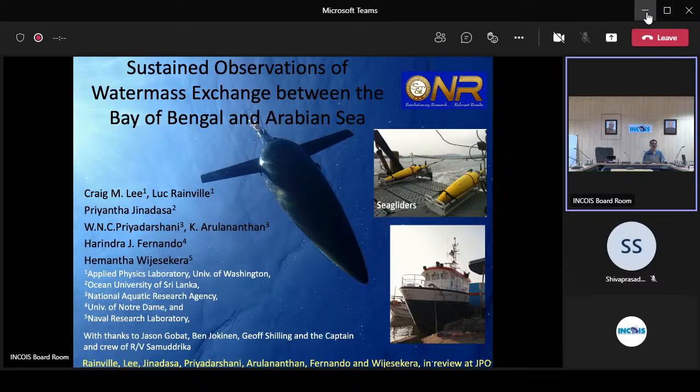So the questions that we had were questions of the vertical structure, right? What's the vertical structure here? What controls variability in these two areas? And really what modulates cross-basin exchange in these regions?